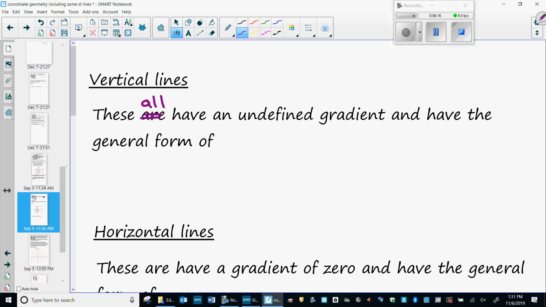and have the general form of, what did we say that the vertical lines both started with? Undefined. And we talked about the gradients, undefined gradients. If we were to describe it, it would always be x equals a number.